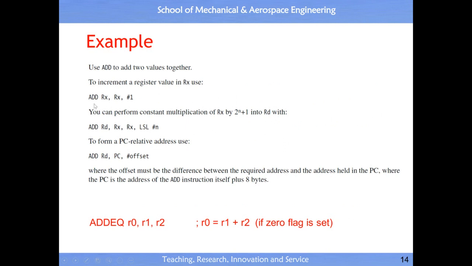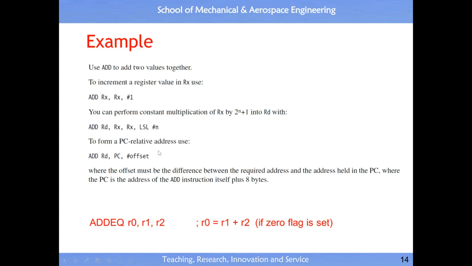All right, okay. So here we show you some examples for you to familiarize yourself with this instruction of addition. For example, this is a data processing of doing increment by one. That means we increase the value inside register Rx by one. Then for this instruction, basically, first we multiply the value inside Rx by two, because left shift by n bits is equivalent to multiplying the value inside Rx by 2^n. Okay, then once you get this one, you add this new value to the initial value inside Rx, then the result will be written into Rd.